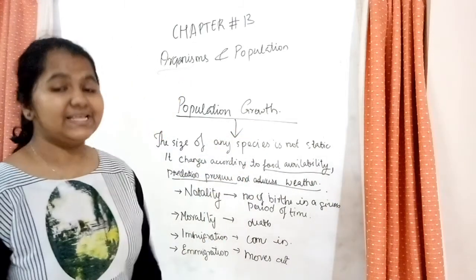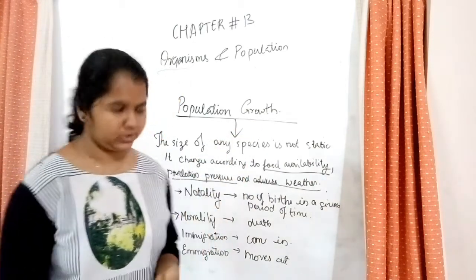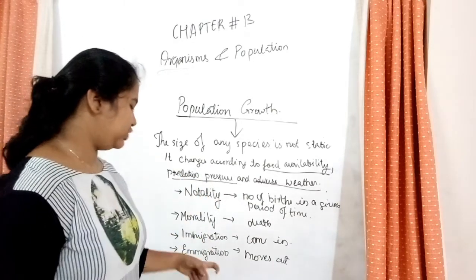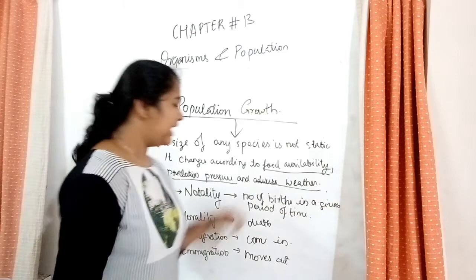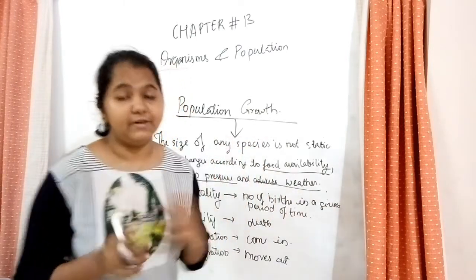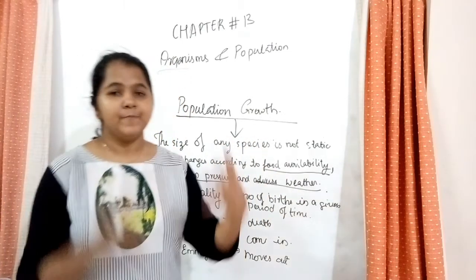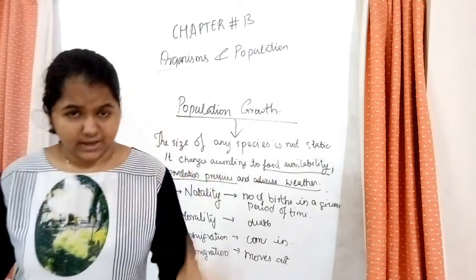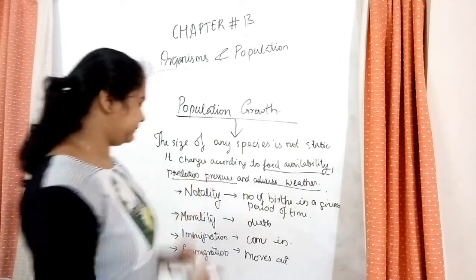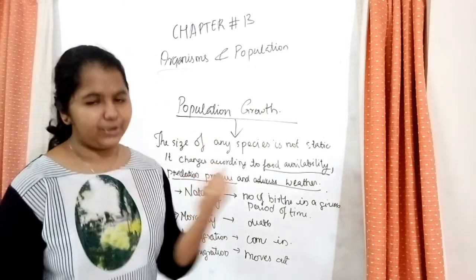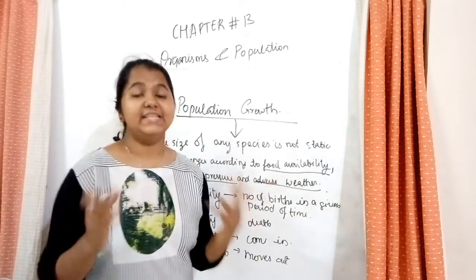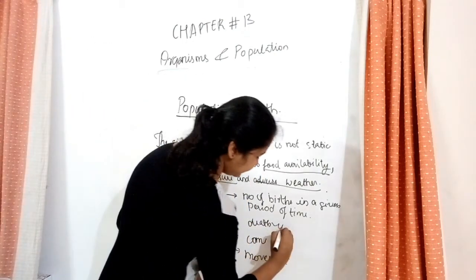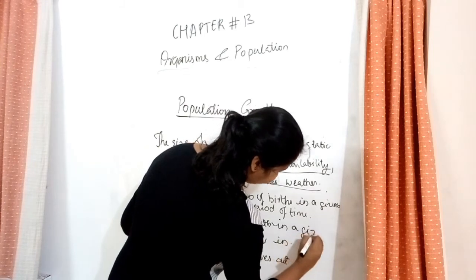Next, there are some factors that affect population growth. What are they? Natality, mortality, immigration, and emigration. What is natality? The number of births in a given time period is known as natality. So if 10 children are born in a year, or in a day, then that is taken as natality. Then mortality: that is the number of deaths in a given time period.